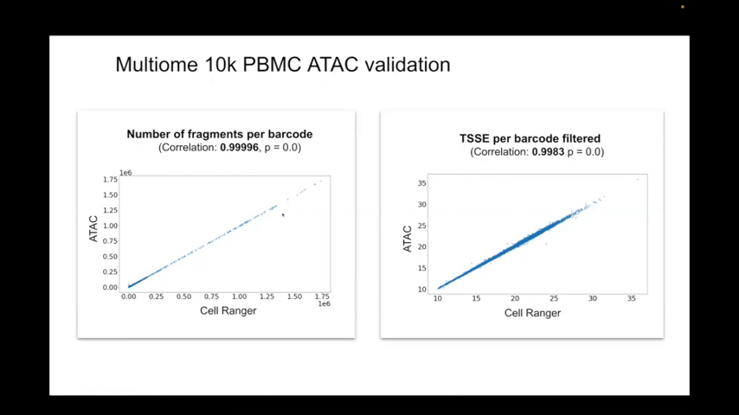Each point corresponds to a barcode. So let's take a look at the plot on the left. This looks at the number of fragments per barcode, where we see a tight correlation between the outputs produced by our pipeline and that by Cell Ranger.